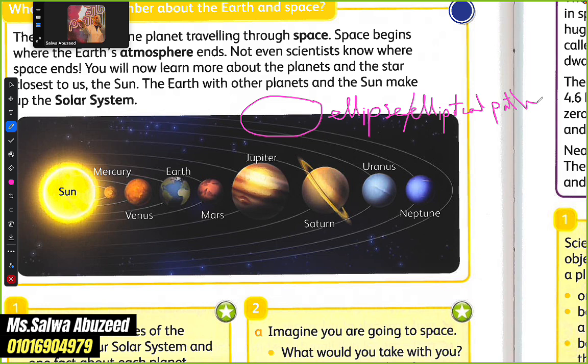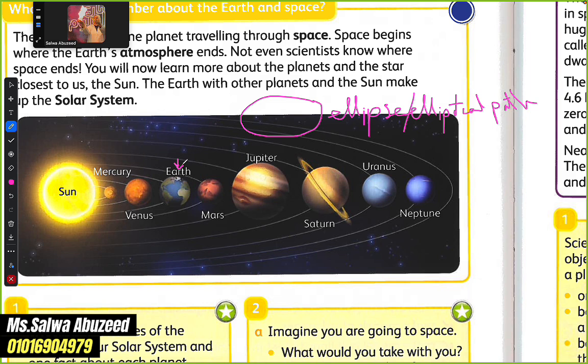Let's talk about the Earth specifically. Earth orbits the sun in an elliptical path. Is it clockwise or anti-clockwise? It's anti-clockwise. Cool. So Earth rotates around the sun anti-clockwise. For the Earth to go around the sun, how long does it take? It takes 365 days and a quarter, which is 1 year, which is 4 seasons.